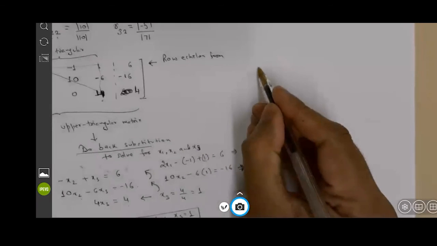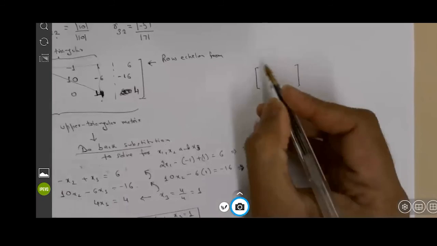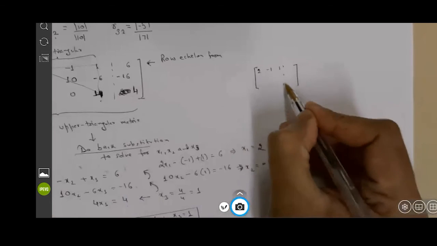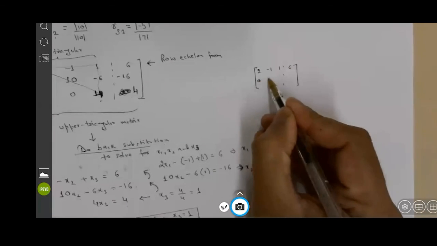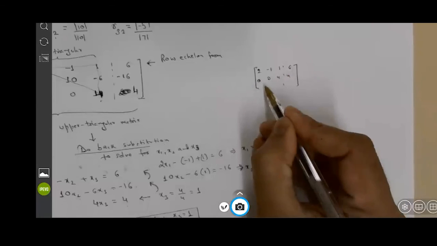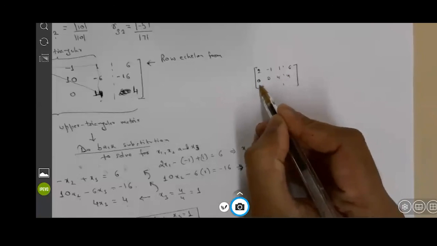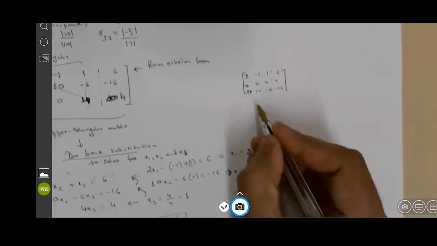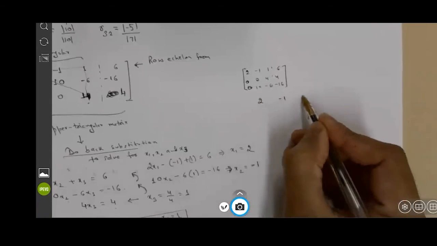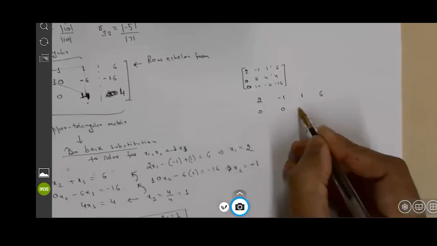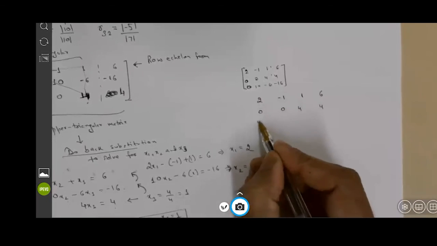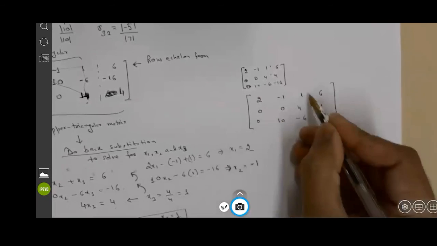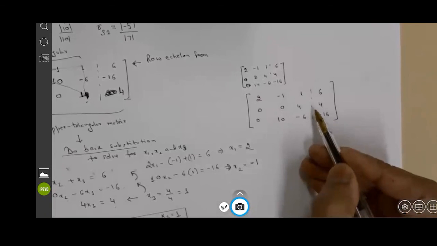Suppose after doing elementary row operations, you are getting numbers like 2, minus 1, 1, 6; 0, 0, 4, 4; and 0, 10, negative 6, negative 16. Sorry, I have written it very small here. I just realized it now after looking at the camera. So let's say this is what you end up with after doing elementary row operations and not doing the bookkeeping of partial pivoting.